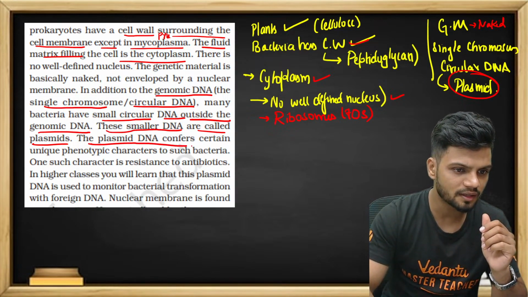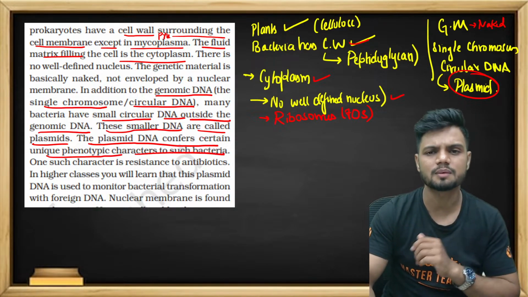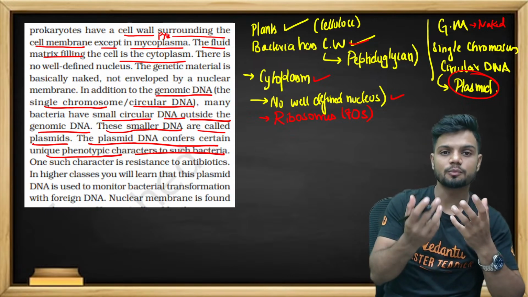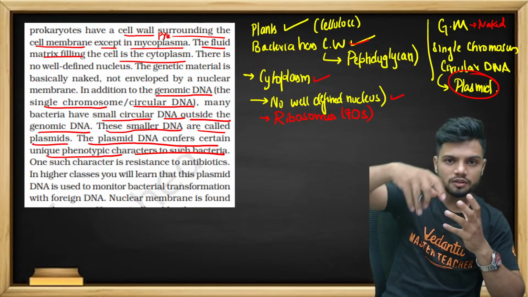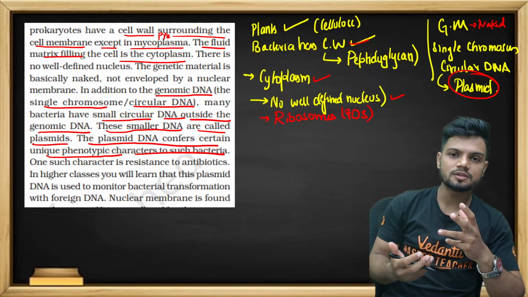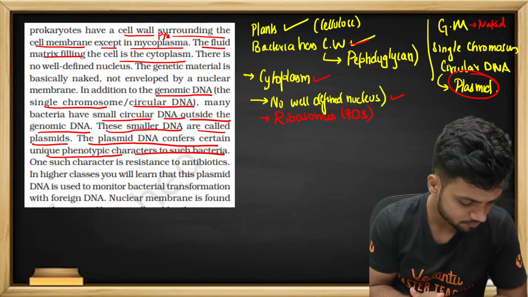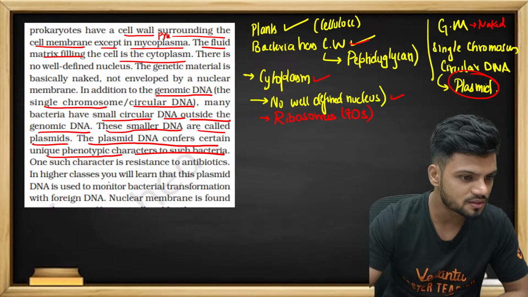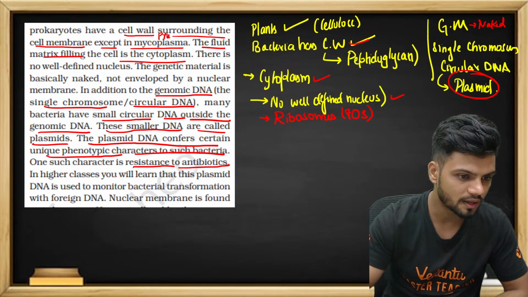A plasmid DNA confers certain unique properties to bacteria. For example, you'll study more about exploitation of plasmids: you cut the plasmid, you add something to the plasmid, you modify the plasmid. All that you'll study in the chapter on biotechnology. One such character is resistance to antibiotics. In higher classes, you will learn more.